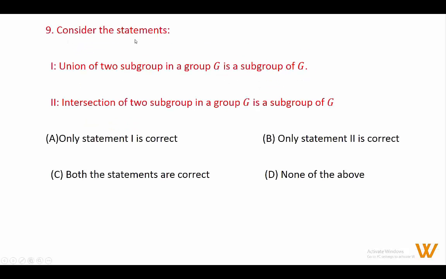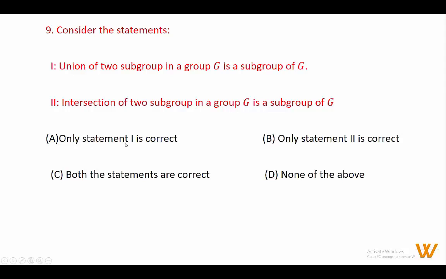9. Consider the statements. First one: the union of two subgroups of group G is a subgroup of G. This is not a correct statement. Second: the intersection of two subgroups of group G is a subgroup of G. This is a correct statement.